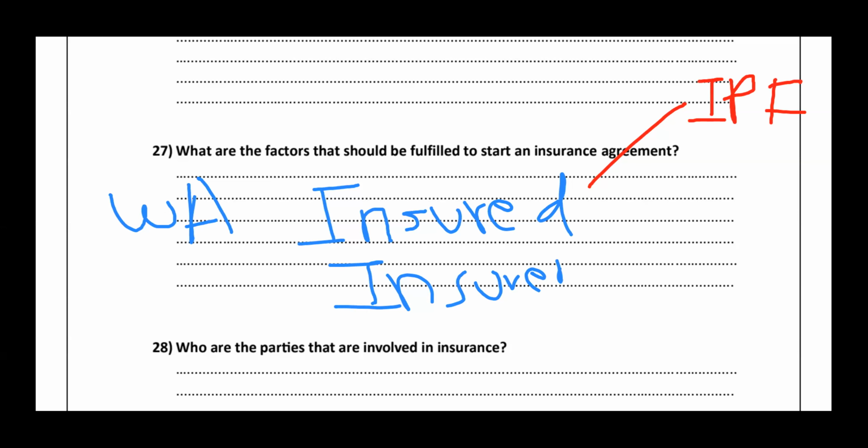He will present an insurance proposal form, and this insurer will accept. If he accepts that insurance proposal form, then this insurance agreement is created. Simply you can write in your own words. It's a written agreement between an insured and the insurer, where the insured will present an insurance proposal form to compensate his life or property, and the insurer has accepted that one. That is the insurance agreement.